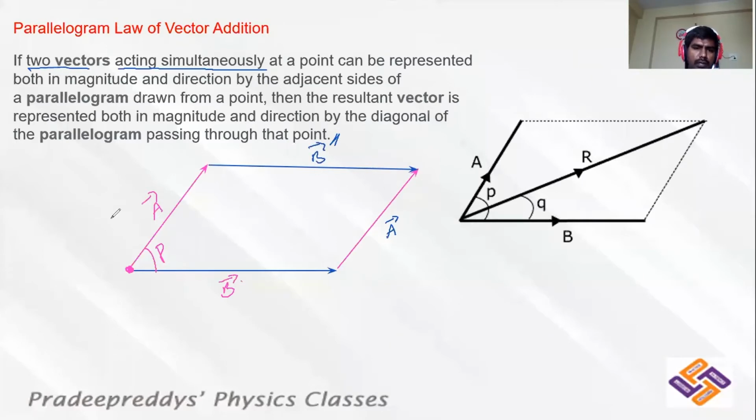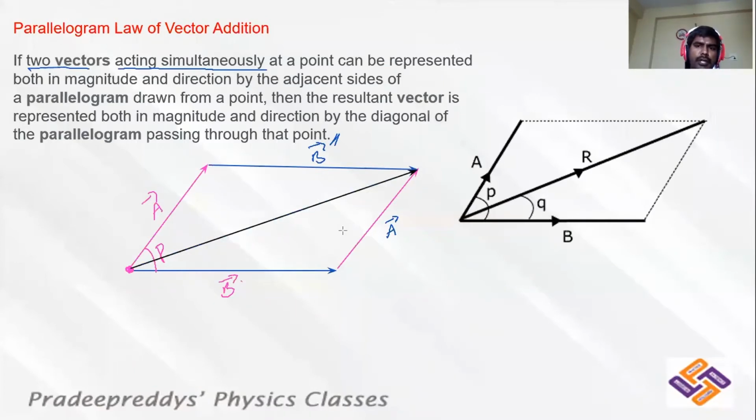For this completed parallelogram, the resultant of these two vectors A bar and B bar is represented by the diagonal of the completed parallelogram. The parallelogram is completed, and we take the diagonal from the same point where the two vectors are joining. So you should draw a diagonal from here to here. I'll change the color so that it becomes easy. This is the resultant of the two vectors A bar and B bar, and this is the diagonal of the parallelogram.